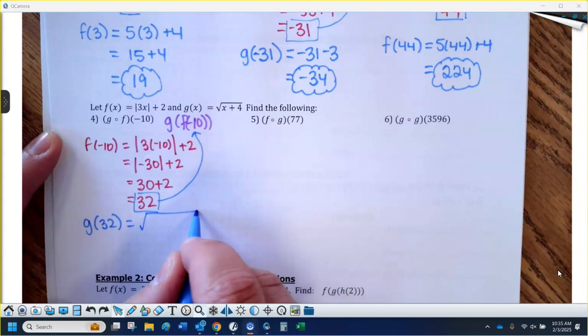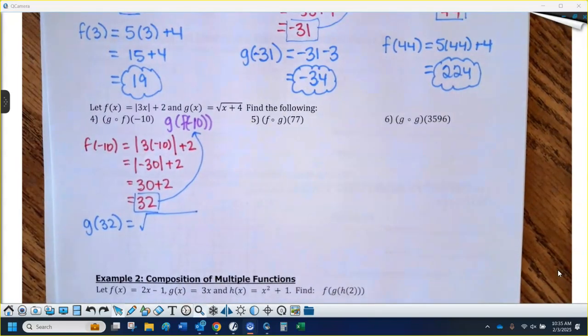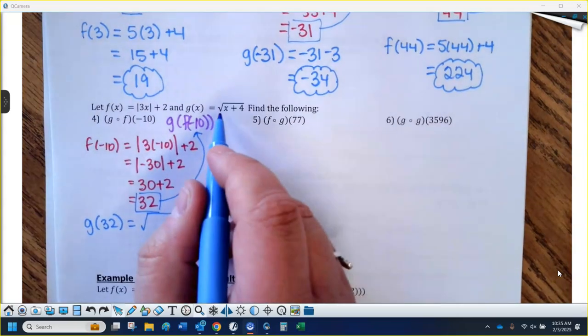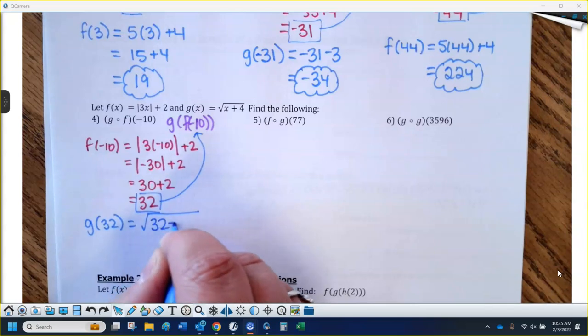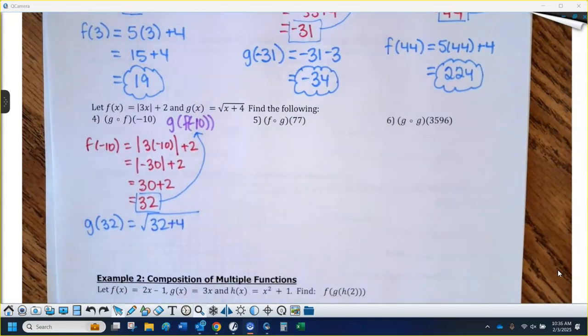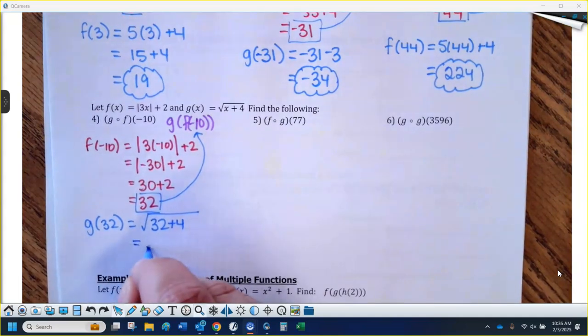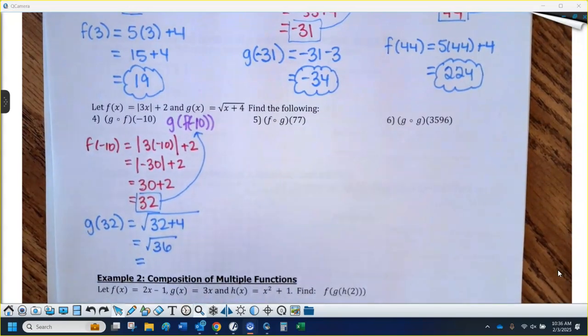Now, square root acts like a grouping symbol, like parentheses. So when I plug in the 32, the whole thing's under the square root. 32 plus 4 would be how I would plug that in. Before you take the square root, you should add those numbers together and then take the square root after you have it down to one number. So just keep that in mind. So 32 plus 4 is 36. You guys know the square root of 36? 6. So there's my answer to the question.